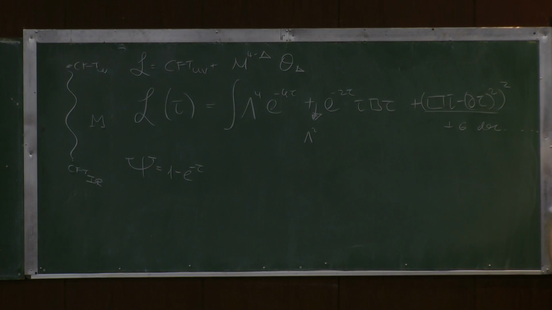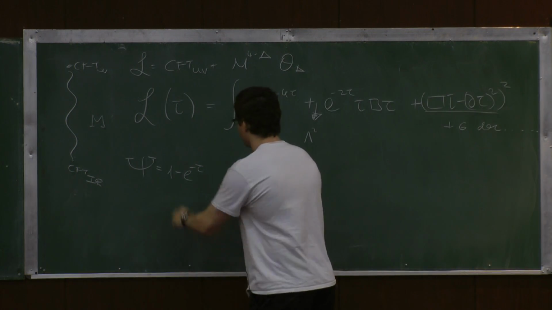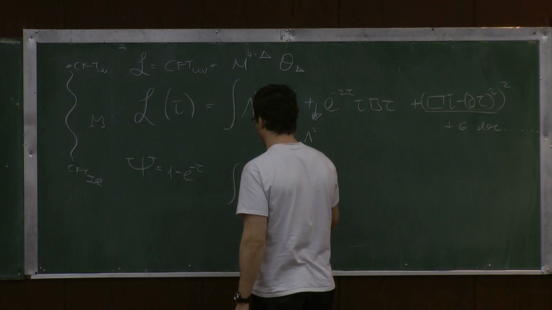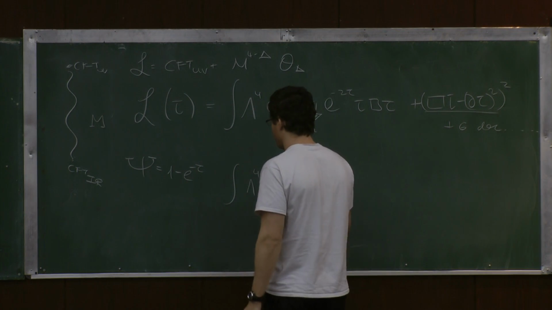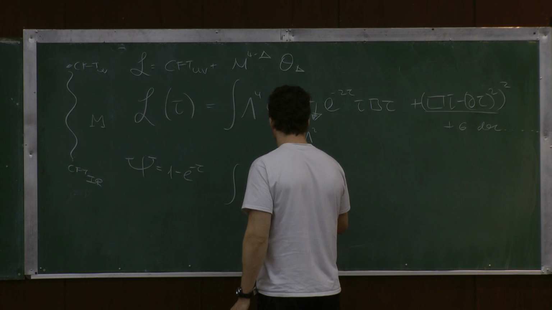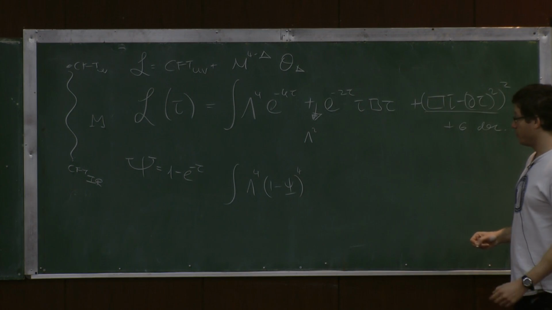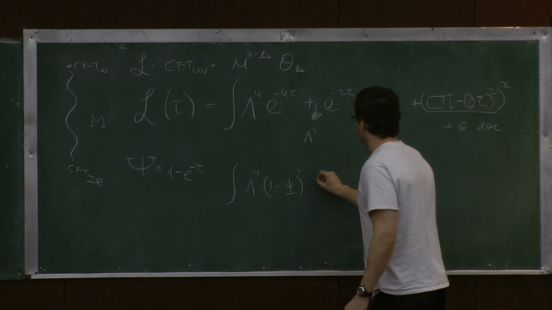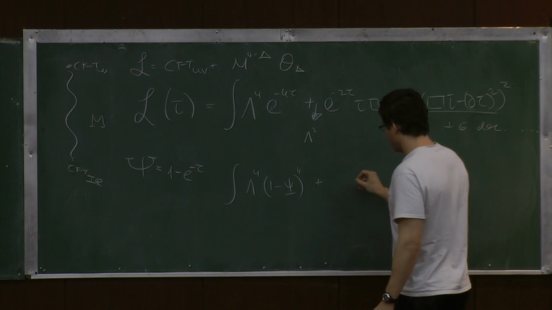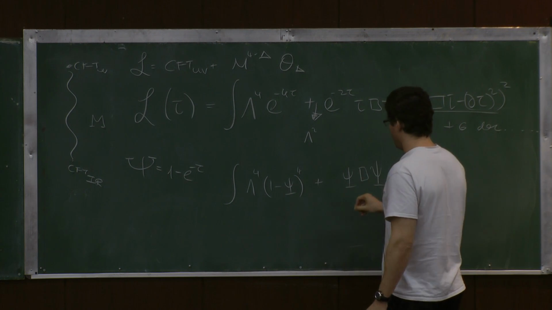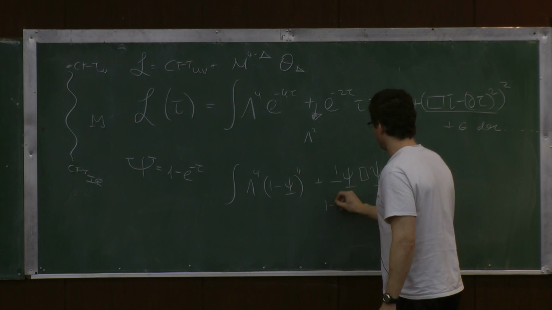And this would be a way to discover, again, anomalies in 4 dimensions. So in terms of this variable psi, the cosmological constant term is (1 minus psi)^4, right? So this is the cosmological term in terms of this variable psi. The Einstein-Hilbert term looks like psi box psi with some 1 over (1 minus psi)^2.